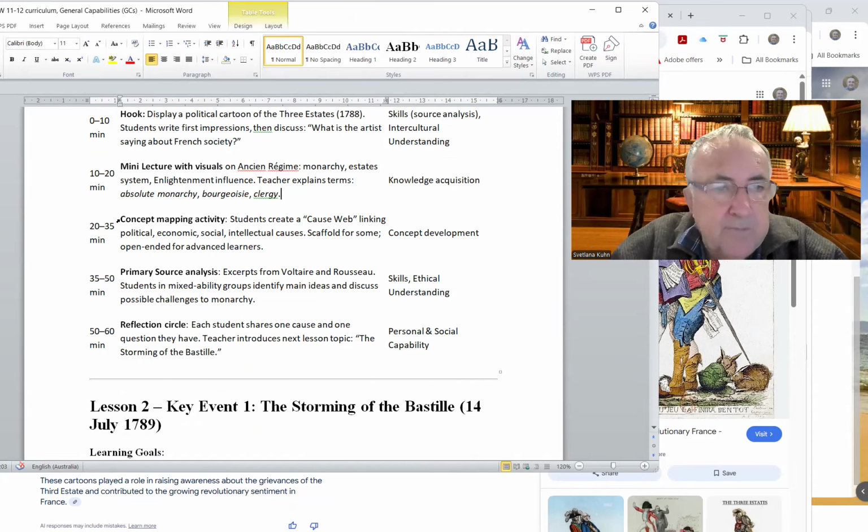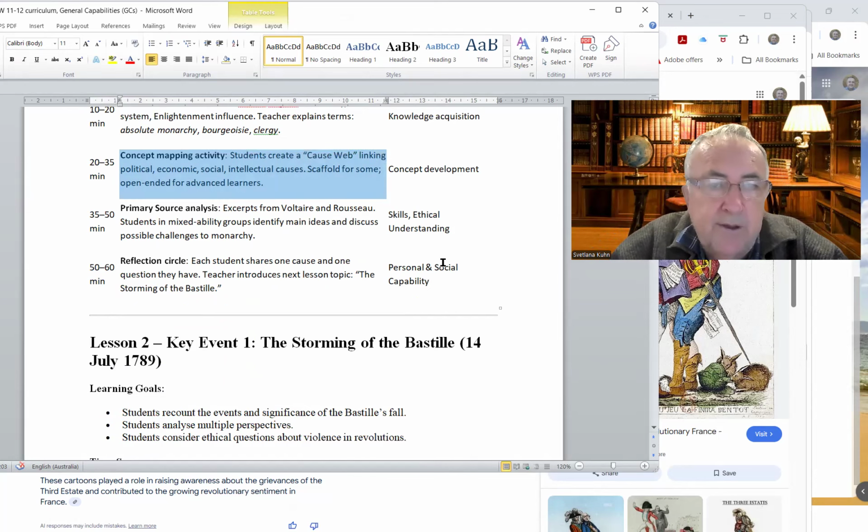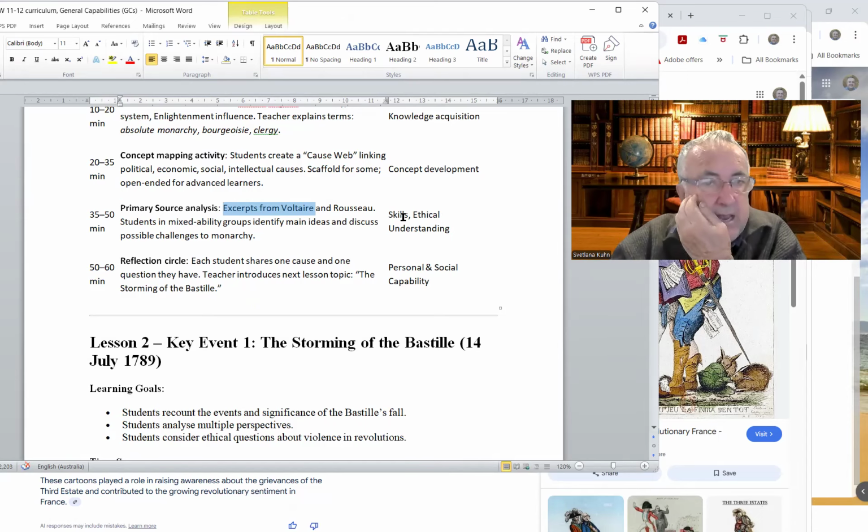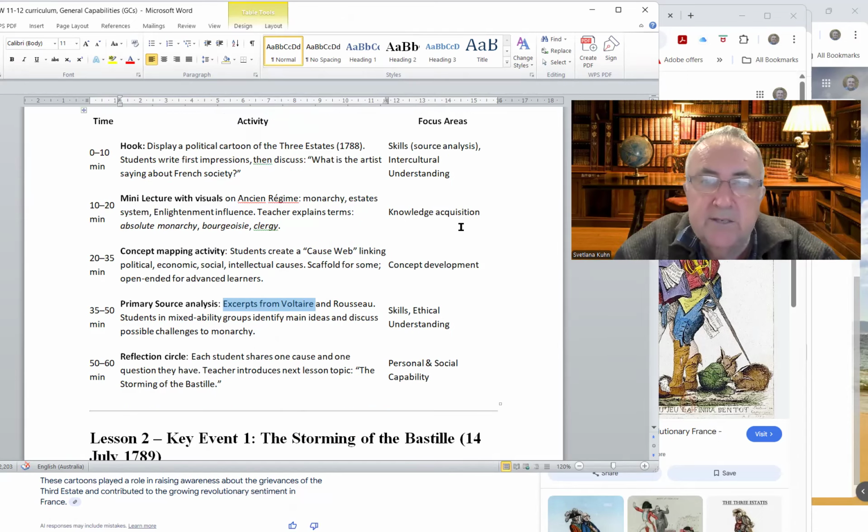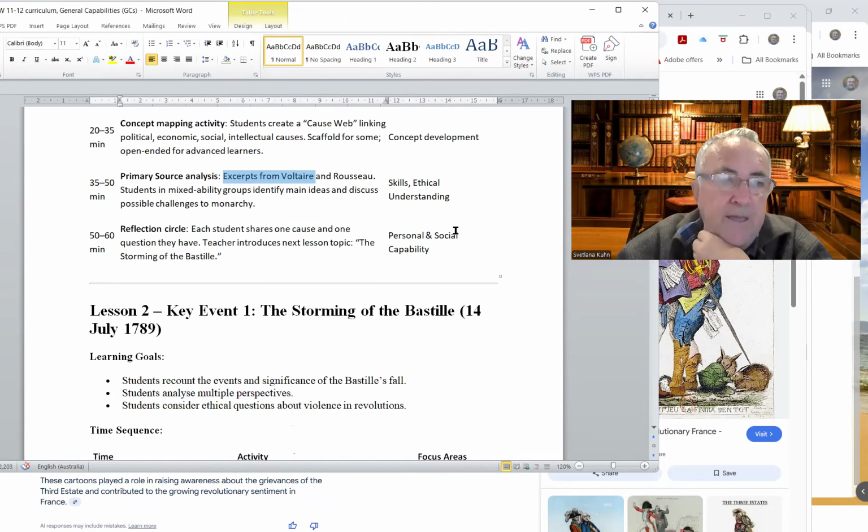You could do concept mapping for 10 or 20 minutes. You could do primary source analysis, where you could provide, as a teacher, excerpts from Voltaire and Rousseau. And this could bring ethical understanding as well as skills. Notice on the right-hand side, the focus areas are mentioned.